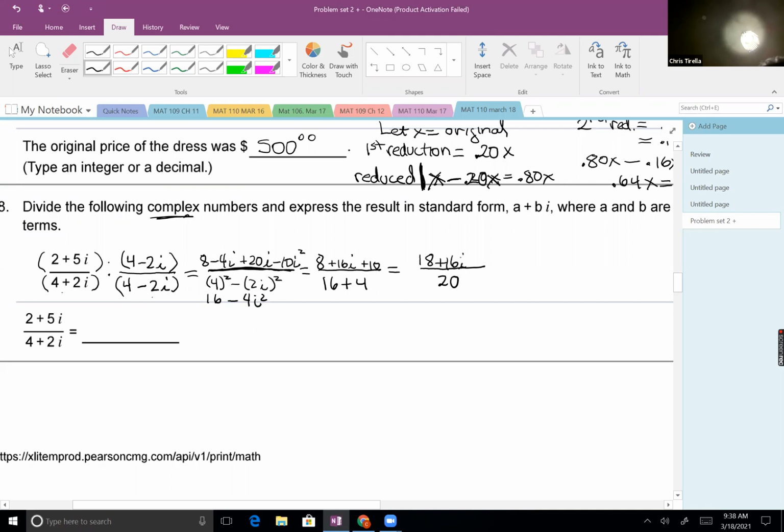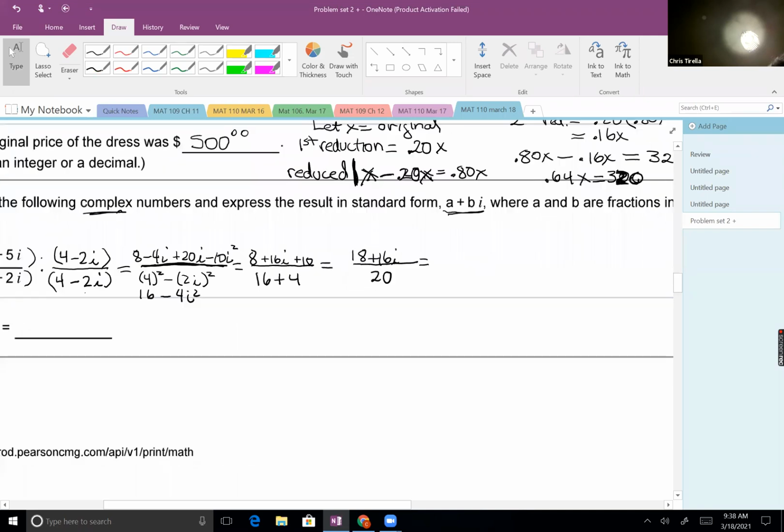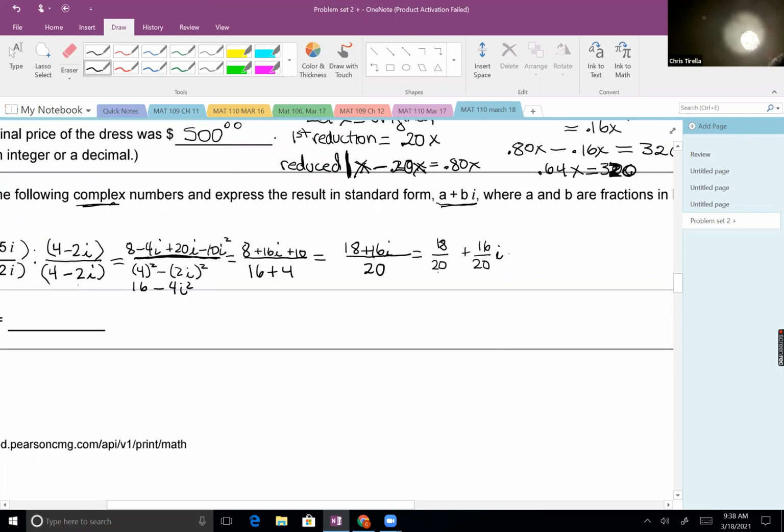But they want it in a plus bi form. They don't want a single fraction. They want me to split that up so that I have a real part, 18 over 20, and an imaginary part, 16 over 20 times i. And they want those fractions in lowest terms. So my final answer here would be 9 tenths plus 4 fifths i.